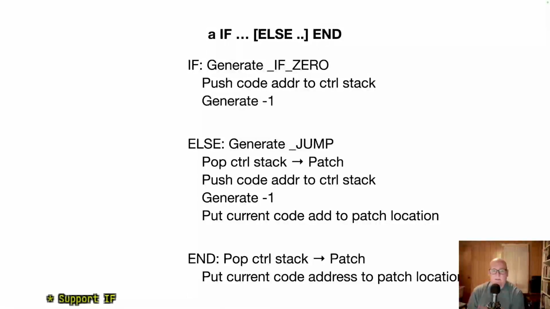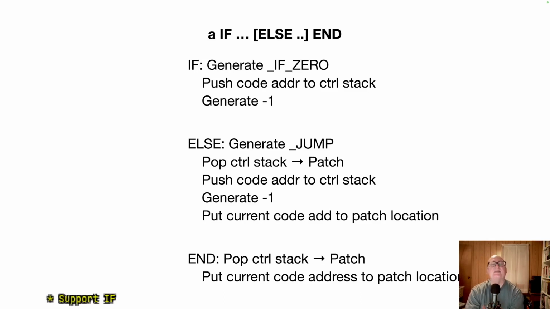So the behavior on the else is pop that control stack, patch the if statement to jump here, and then we're going to push the code, our code address. No, wait a minute. Well, I feel like I've screwed this up.